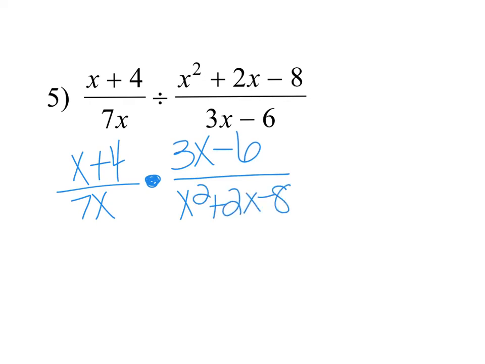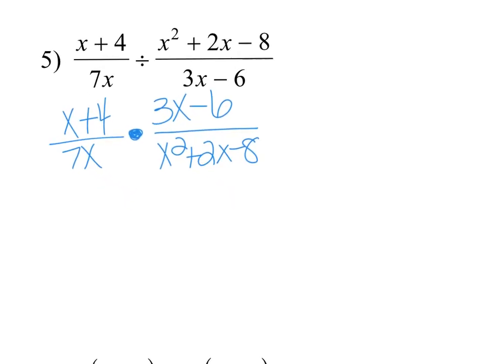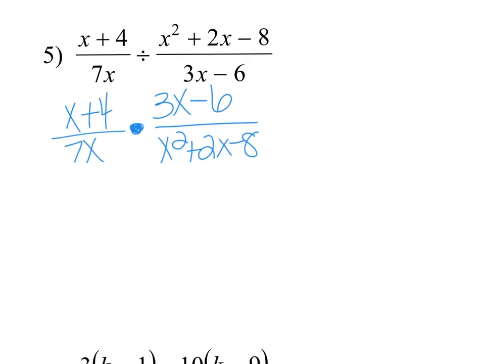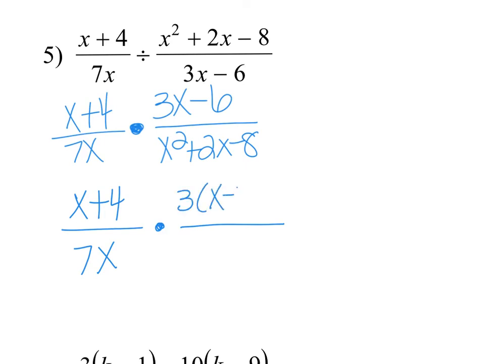The next thing I'm going to do is factor as much as I possibly can. So I'm actually not able to factor any pieces of the fraction on the left, but I am able to factor the numerator of the second. 3x and 6 both share 3, so I can factor that out, and I'm left with x minus 2. The denominator I'm able to factor to x plus 4, x minus 2.